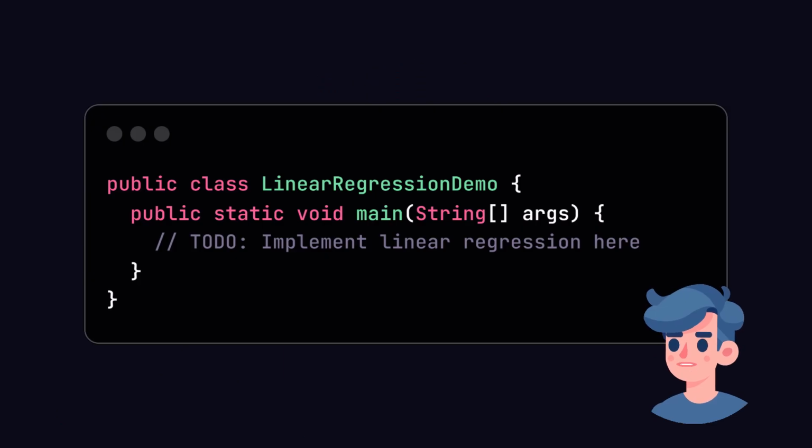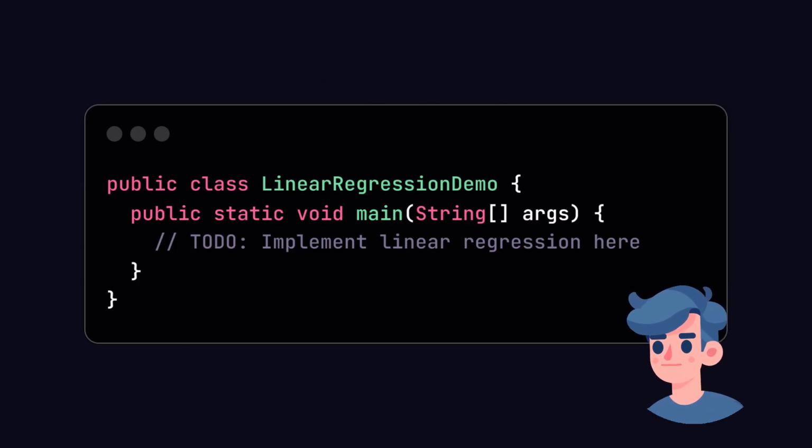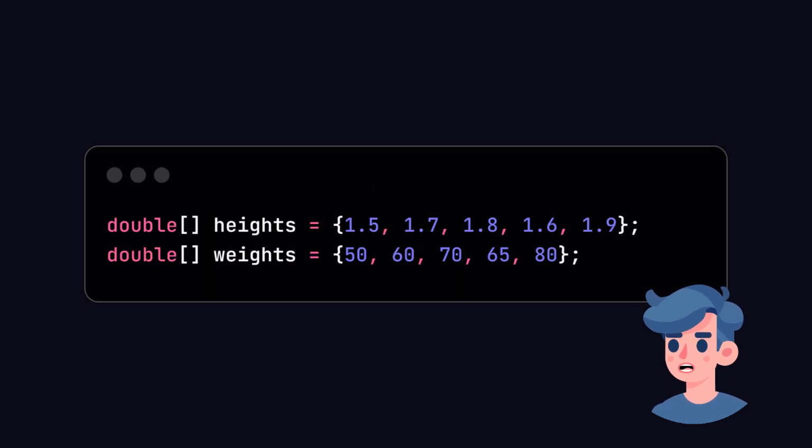Let's create a new class named LinearRegressionDemo. This class will contain our main method and the code to perform our linear regression analysis. We'll start by setting up our data points. For our height and weight dataset, we'll use two arrays, one for heights and another for weights. For this demonstration, let's go with 5 data points.